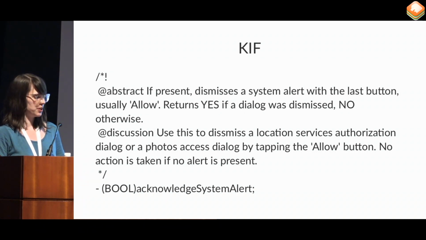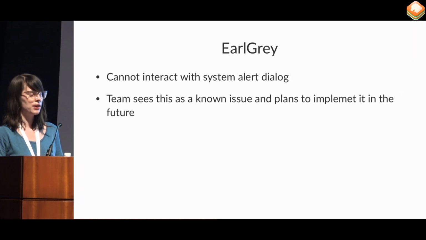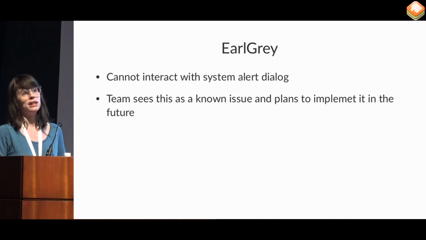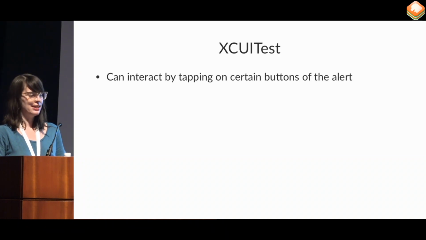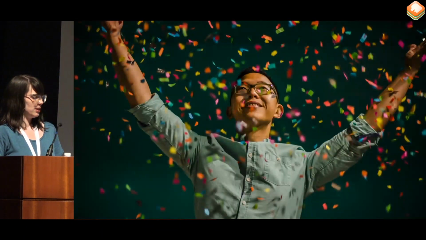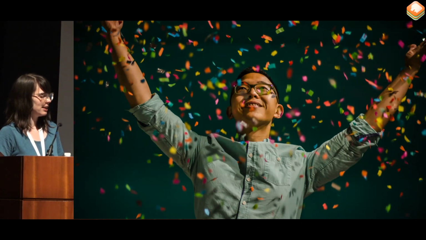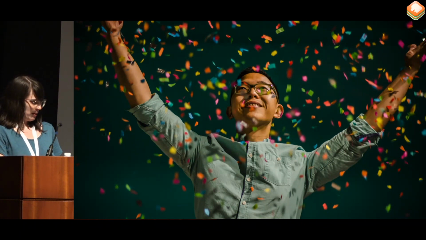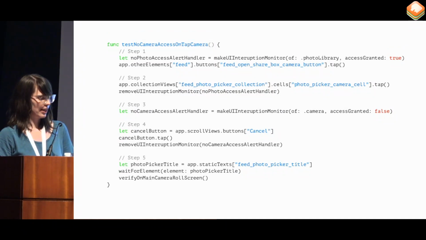Let's explore our options. Earl Grey is Google's more recent framework for scenario testing. It was released in 2016 and is actively maintained. Unfortunately, it doesn't fit our needs here. XCUITest is Apple's framework for scenario testing, and it does work for us. We are very excited now because we have a framework that supports the kinds of tests that we need to write. This is what one of the complete tests looks like.